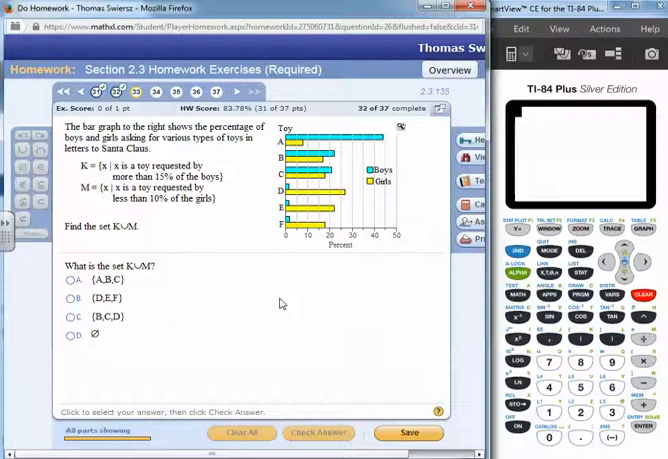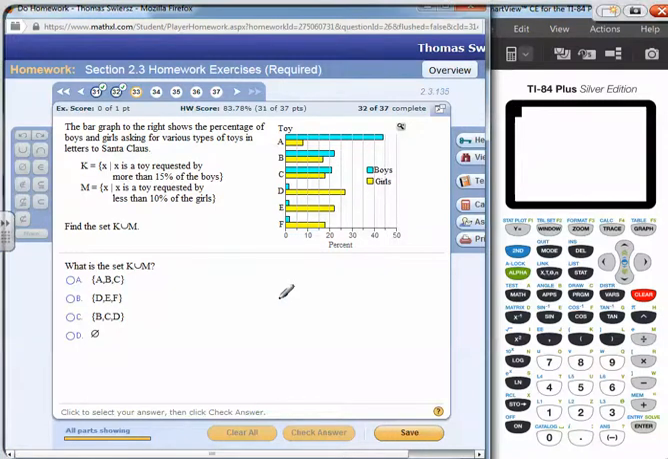All right, exercise number 33. Various types of toys requested. K is a toy requested by more than 15% of the boys. M is a toy that's requested by less than 10% of the girls. We're doing K union M. It's either in K or M. It's in one or the other, or it's in both.